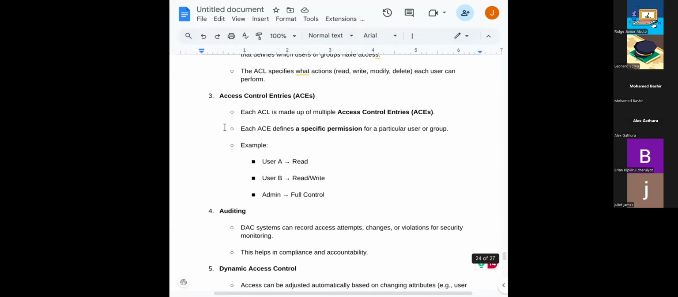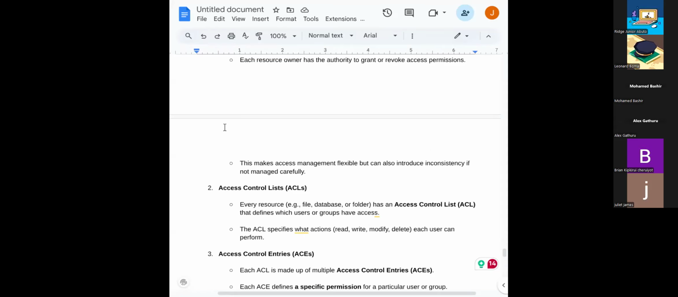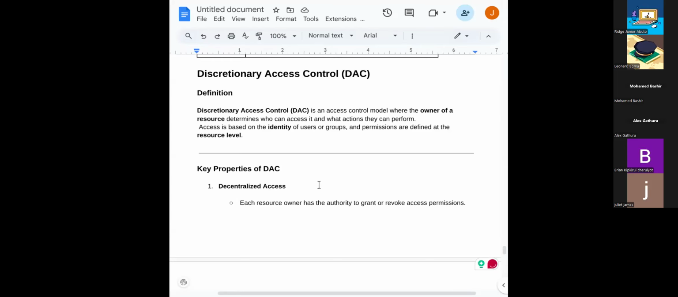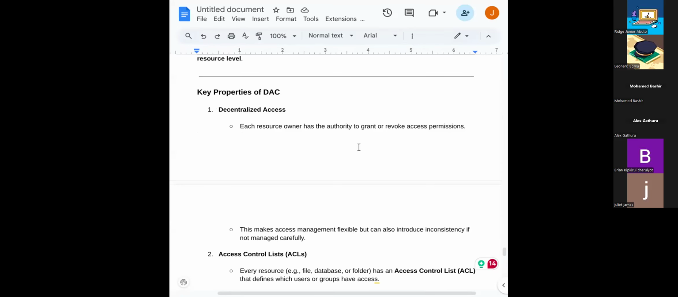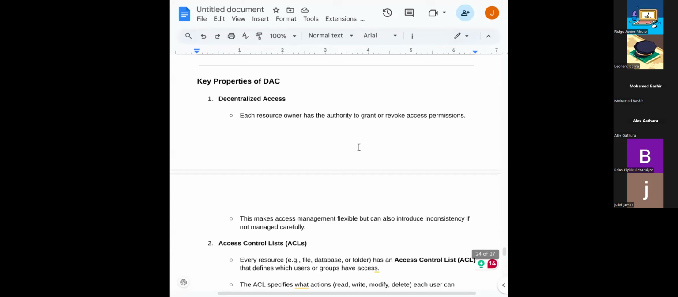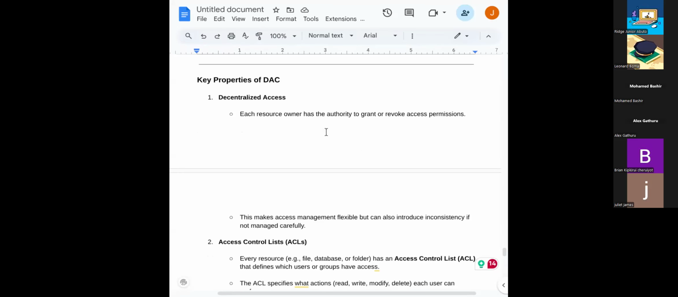So when it comes to discretionary access control, we said that this is the method of control where an owner determines the level of access you can have, like who can control what, who can access what. And the key property is decentralized access. The resource owner has the authority to grant or revoke permissions.